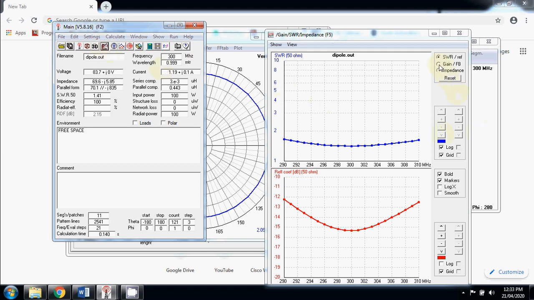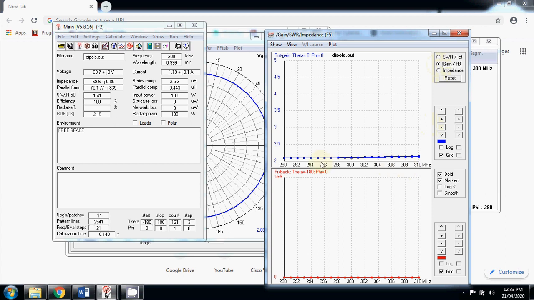Also, if you click on this gain radio button, you can see the gain of our antenna, which is around 2.11 dB. This graph shows it is uniform all around, and the front to back ratio is 0. Why? Because the dipole antenna radiates the same amount in front as it radiates at the back, and front to back ratio is the ratio of front radiation and back radiation.